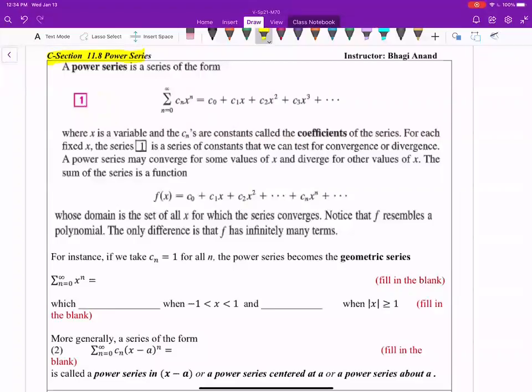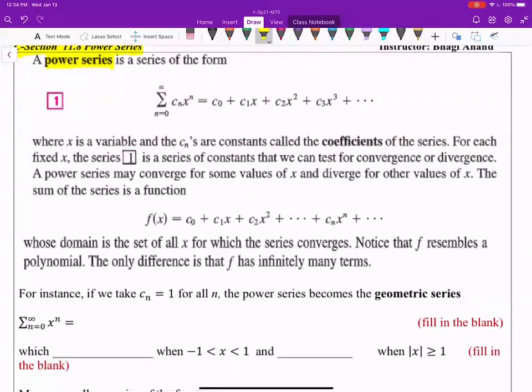Welcome everyone. In this video, I will be covering section 11.8, which is power series. What is a power series? A power series is a series of the form sigma Cn x to the power n, and the expanded version of it is C0 plus C1x plus C2x squared plus C3x cubed, and so on, where x is a variable and the Cn's are constants called the coefficients of the series.